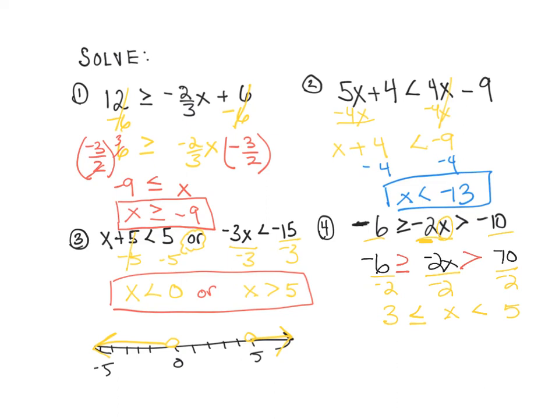And if we were going to graph this inequality, let's just practice it since it's a compound one. We would have a closed circle on 3, and we would have an open circle on 5, and our shading would be between.